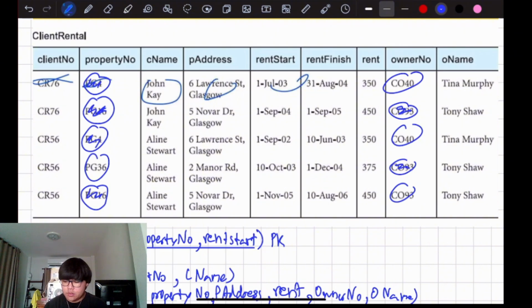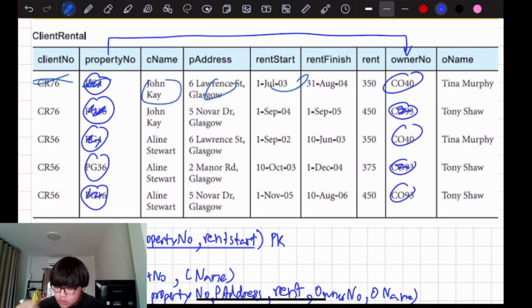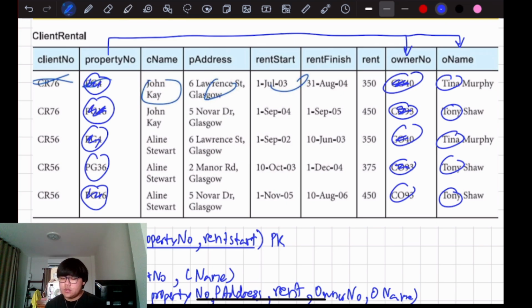Okay. Next, property number can tell owner number. Next, owner number can tell owner name. Because CO40 is Tina, and CO40 is Tina too, and CO33 is Tony, CO93 is Tony, CO90 is Tony. So this is a transitive dependency.